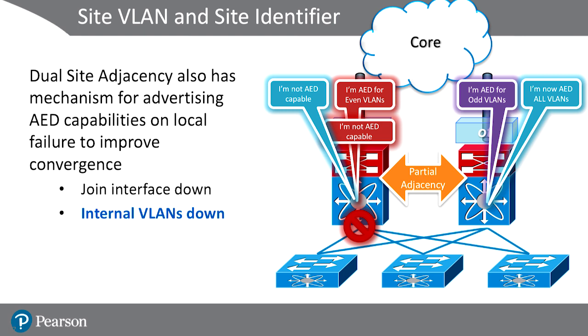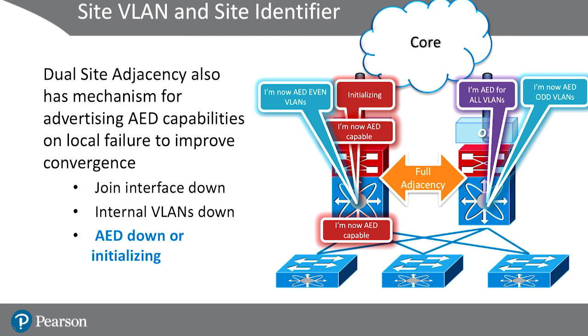If the internal VLANs are down, in that scenario, using the overlay interface, the AED informs the other edge device, "I am not AED capable," and the AED role for all the VLANs moves to the other OTV edge device on the site.